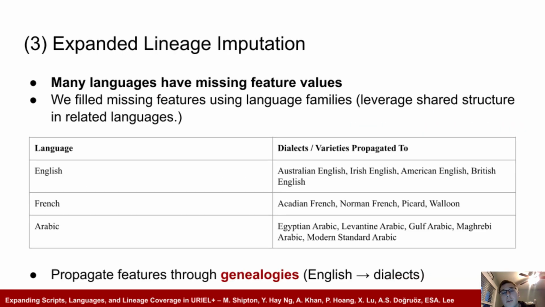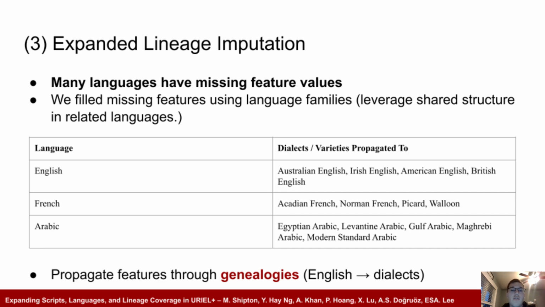The third contribution is expanded lineage imputation. Many languages in URIEL Plus have missing feature values. In fact, most languages in URIEL Plus have missing feature values. Our approach is to leverage genealogical relationships. That is, we propagate features through language families.